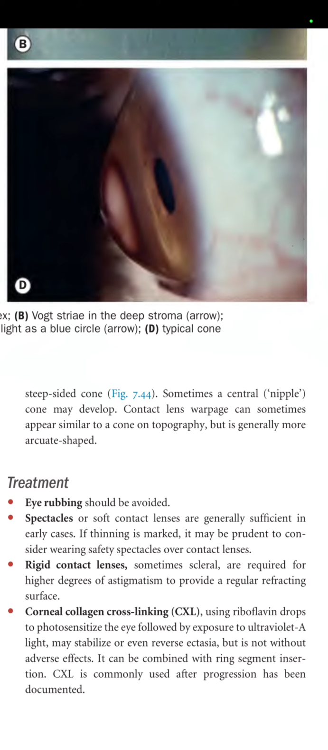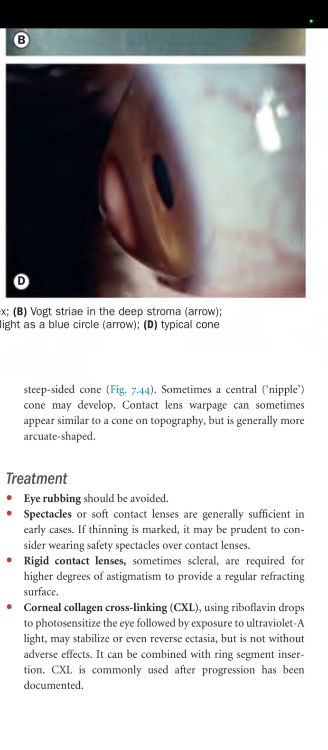Rigid contact lenses, sometimes scleral, are required in higher degrees of astigmatism to provide a regular refracting surface. Corneal collagen cross-linking, using riboflavin drops to photosensitize the eye, followed by exposure to ultraviolet A light, may stabilize or even reverse ectasia, but it is not without adverse effects. It can be combined with ring segment insertion. CXL is commonly used for progression, which has been documented.